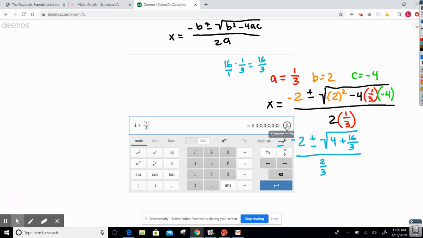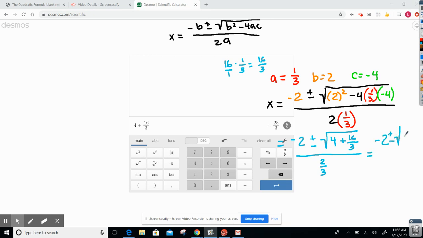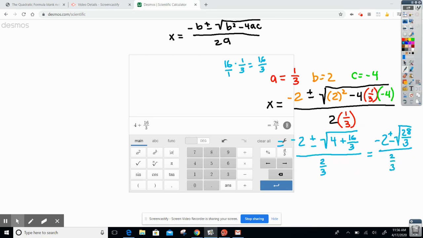That tells me it's 9.33333, but I'm going to convert that to a fraction because I like fractions. All right, 28 over 3. So now I'm going to go in and write that in. That gives me -2 plus or minus the square root of 28 over 3, over 2 over 3. Now I can break up into my two fractions, my plus and my minus, and I'm going to use the calculator from here.